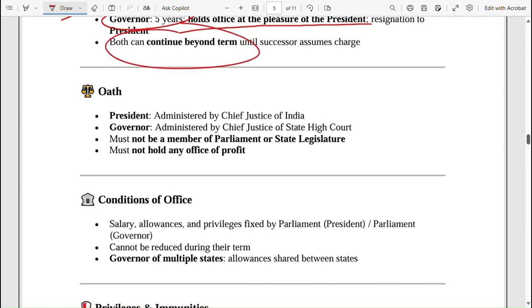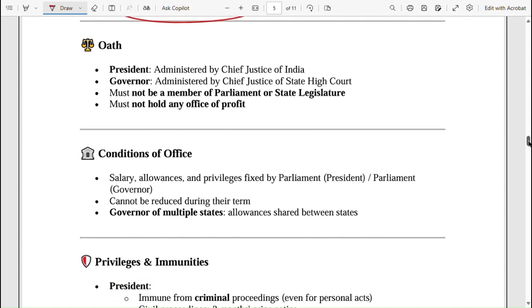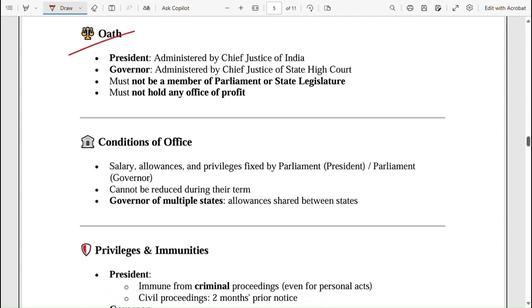Both can continue beyond their terms. There is no specific tenure; after every 5 years, he can stand for re-election as well. And what about the oath? The president's oath is administered by the Chief Justice of India, whereas the governor's is administered by the Chief Justice of the state, that is, the High Court. Also, once he becomes president, he must not be a member of parliament or state legislature. This applies to both president and governor; for the president, it's member of parliament.